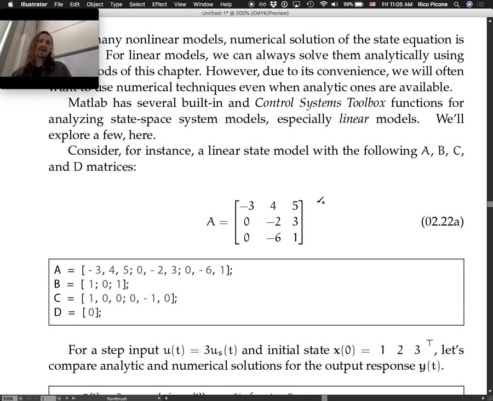So here's our A matrix. B, C, and D matrices are there. So just from looking at this, these are MATLAB defined A, B, C, and D. What are we working with in terms of system order? Third order? Yeah, so third order system. The order is n, and the A matrix is always an n by n matrix, so it's a third order system.